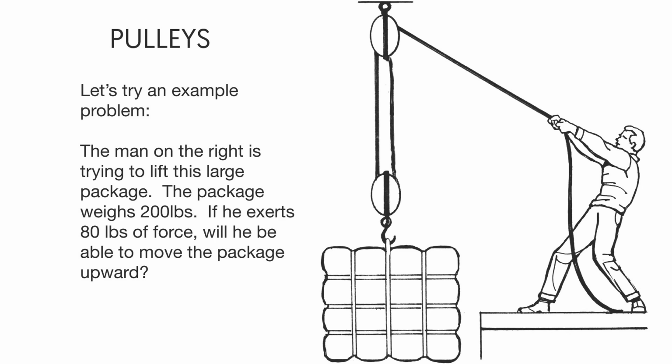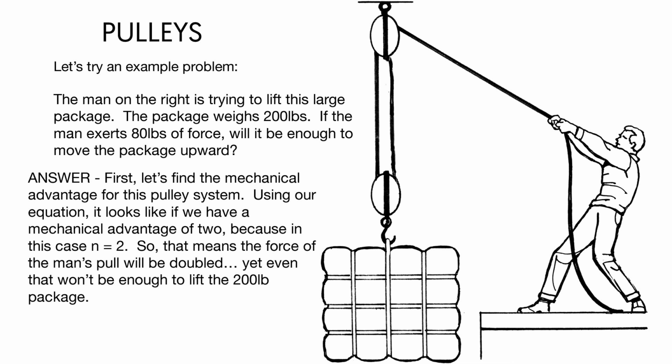Here's the answer. First, let's take a look at the mechanical advantage for this pulley system using our equation. It looks like we have a mechanical advantage of 2, because in this case, N is equal to 2. So that means the force of the man's pull will be doubled, yet even that won't be enough to lift the 200-pound package. In this case, the answer is no. The man will not be able to lift the weight even if he pulls with 80 pounds of force.